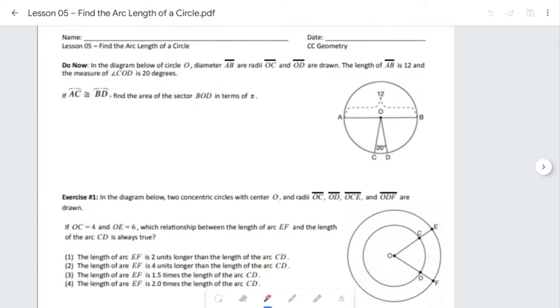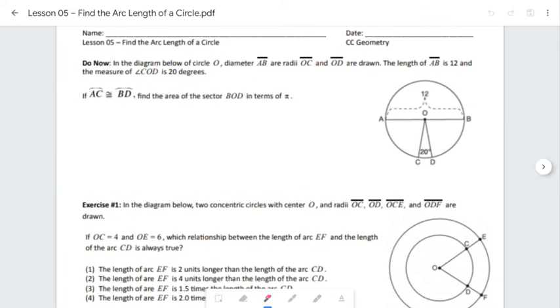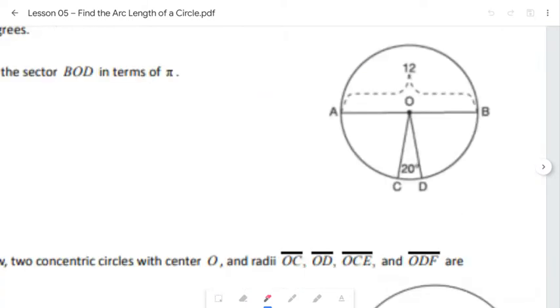So in here we have a do now. It says, in the diagram below of circle O, diameter AB and radii OC and OD are drawn in there. The length of AB is 12, and the measure of angle COD is 20 degrees. It just couldn't fit in the picture a little bit.